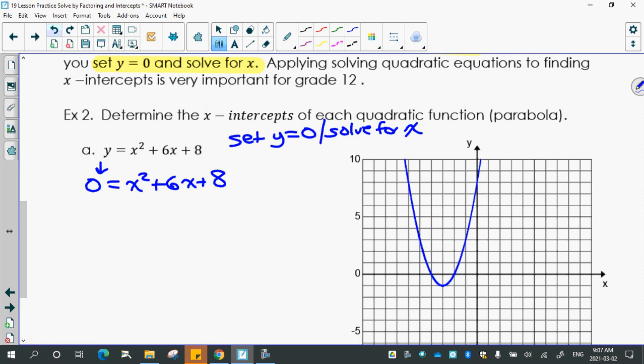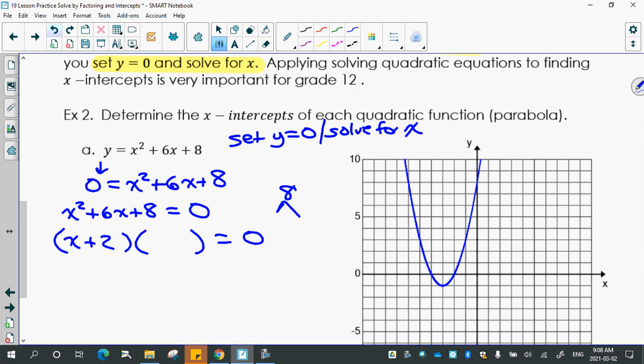But most of us prefer to have the x on the left, so I can just switch sides since it's an equation. Both sides are equal to 0. And I can use my factoring flowchart to see if this is solvable by factoring. So is there a common factor amongst all the terms other than 1? No. There's 3 terms. If it were factorable, what type of trinomial would it be? Simple trinomial, I would need two numbers that multiply to 8 and add to 6.